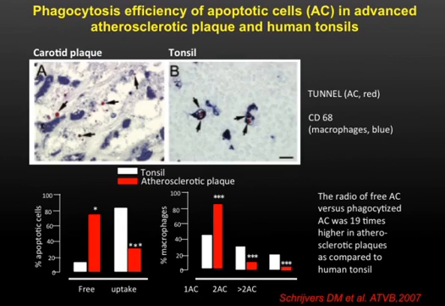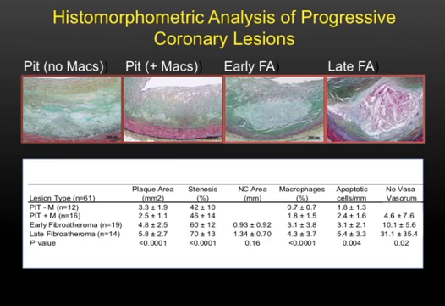If you look at the uptake, it is much greater in tonsil as compared to atherosclerotic plaque, thus showing that the efficiency, again, is better in tonsil as compared to the plaque macrophages. And if you look at one apoptotic body, and two or greater, the numbers are much greater in the atherosclerotic plaque than in tonsil. However, if you look at the efficiency, that is, more than one apoptotic body taken up, you see the efficiency is much greater in the tonsil than in the atherosclerotic plaque itself.